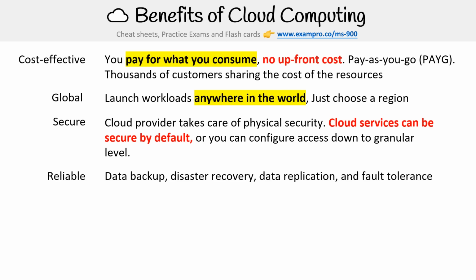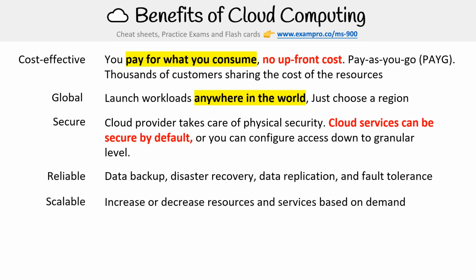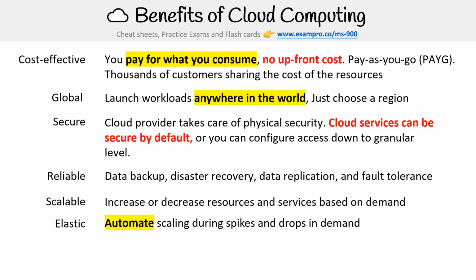Now, the cloud is also known for being reliable, so you can have data backups, disaster recovery, data replication, and fault tolerance. The cloud is also scalable. You can increase or decrease your resources and services based on the demand. The cloud is also elastic, so you can automate scaling during spikes and drops of the demand when there is no longer the demand for that stuff.